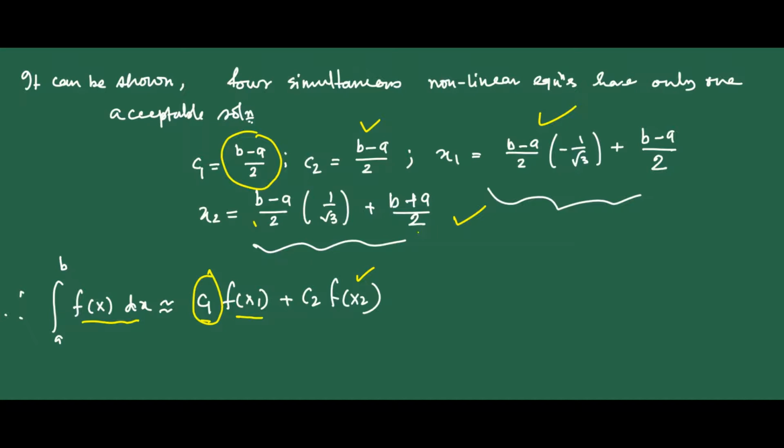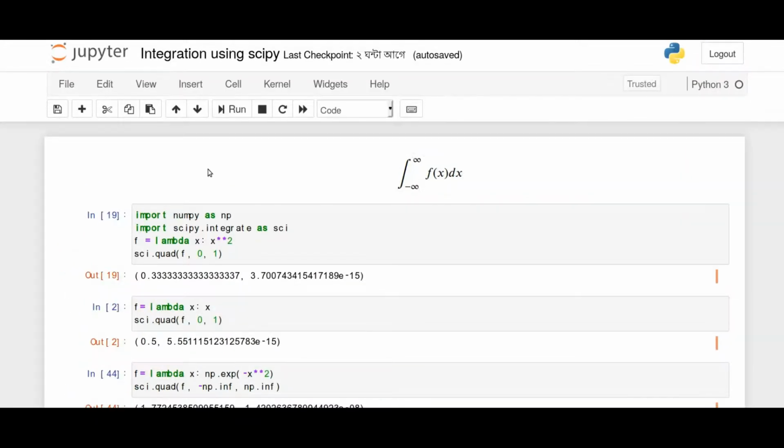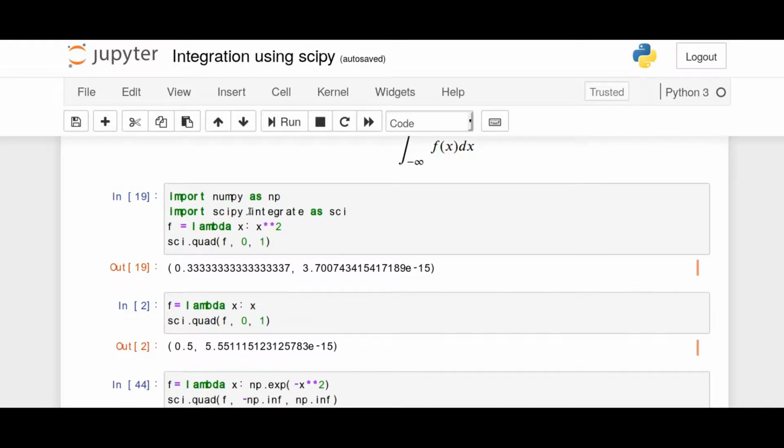And basically the scipy quad function usually implements Gaussian quadrature, and we will go to the scipy package. Now we will see how to use the scipy quad function, trapz function, and simps function. We already know this: import numpy as np, and import scipy.integrate as sci, which is calling the scipy package. And f equals lambda x, a very simple function, x squared.